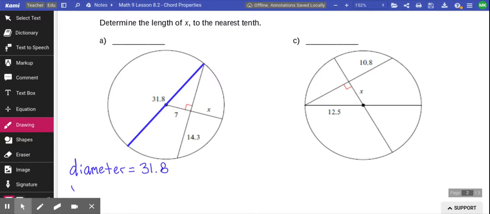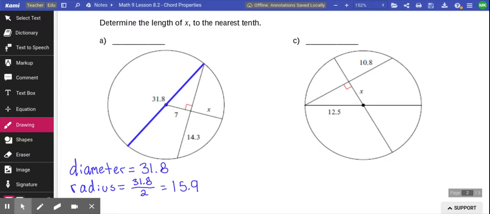And anytime I have the diameter, that means I must have the radius. The radius is always half of that. So 31.8 divided by 2. And if you throw that in your calculator, 31.8 divided by 2, you should get 15.9 is the radius.